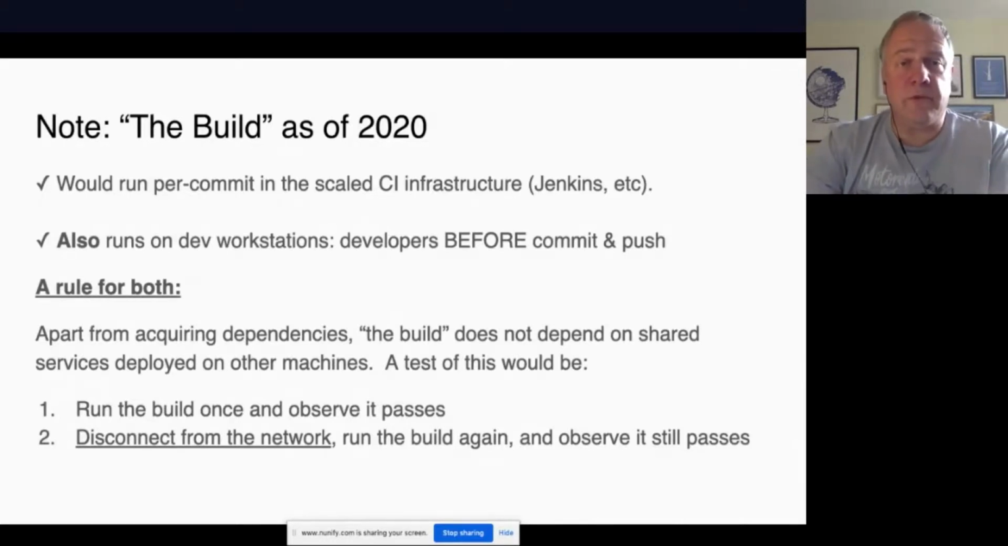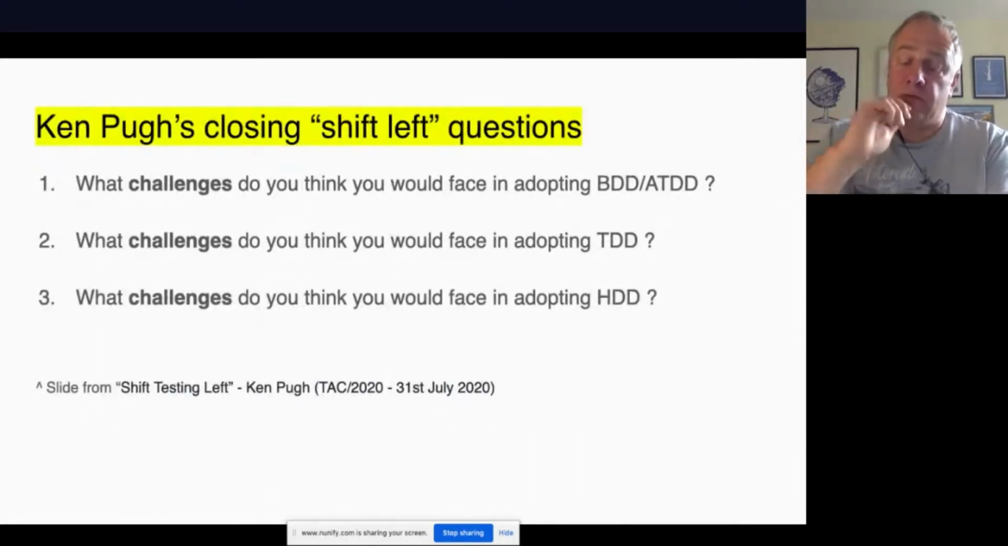So that's probably controversial to many enterprise and legacy teams, but it's an objective they should try and reach, to be able to run that back to back after unplugging the network cable. So let's tie back, we're still in context. Let's tie back to Ken's closing shift left questions yesterday. So he left us with a question around challenges.